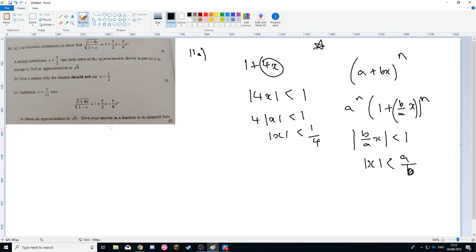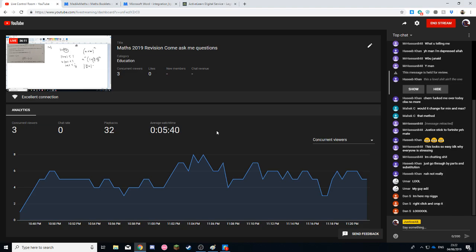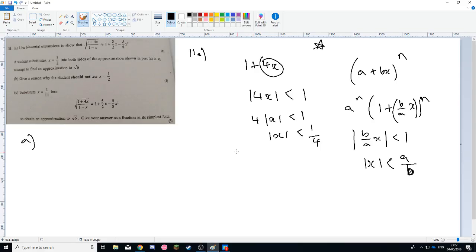Okay, cool. So I'm going to begin part A here. Leave that on the side for a bit. Now this is in the denominator, so I'm just going to bring this up top. It's a times 1 minus x to the minus half.